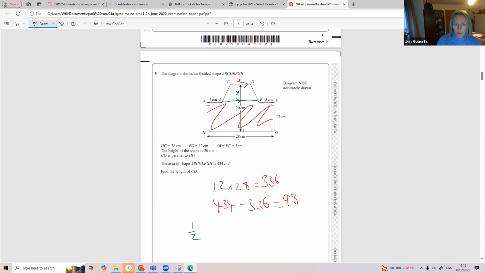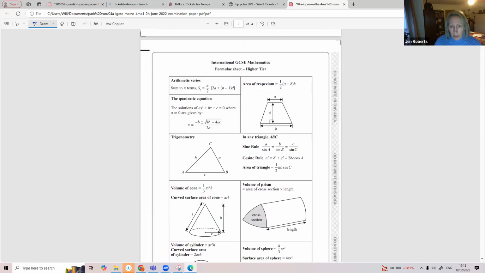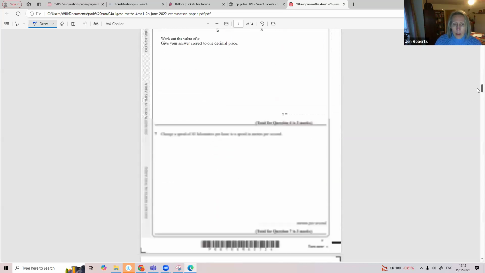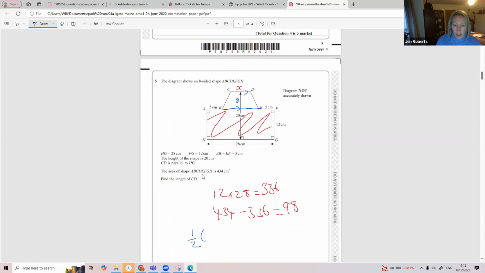So I know half... I'm trying to think if you're given the formula for area for trapezium. I think you are, yeah, there you go. Half A plus B times H. So we know half times A plus B. A and B are parallel sides, so it's X.